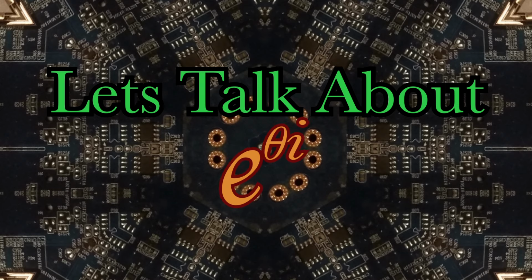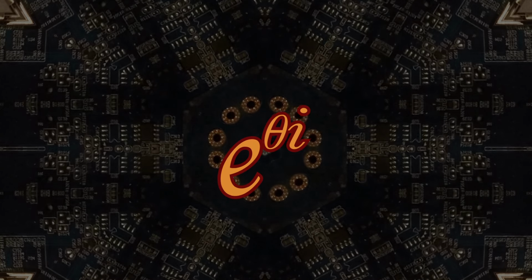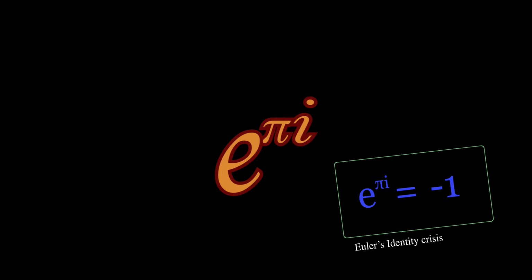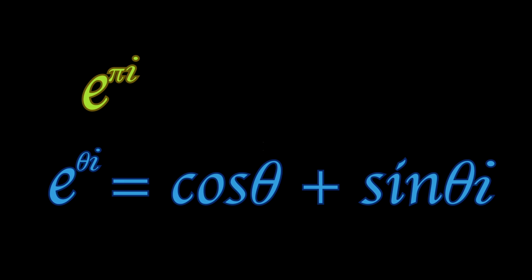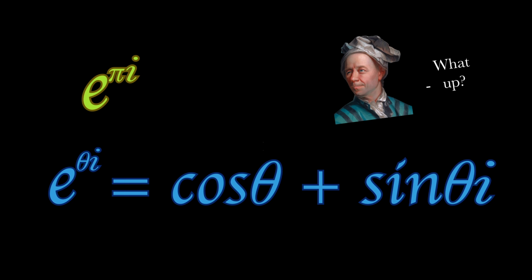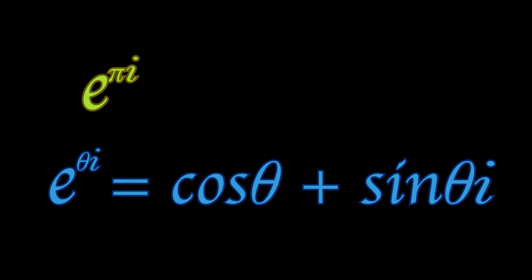Let's talk about Euler's formula. A little while ago, I made a short video about e to the pi i. Here I want to exploit this identity a little further and actually dive into some of the mathematics behind it. e to the pi i is a version of a more general formula created by Leonhard Euler used for writing complex numbers.